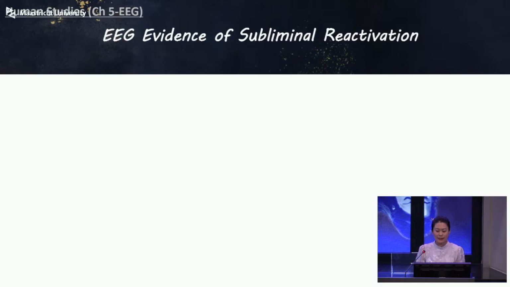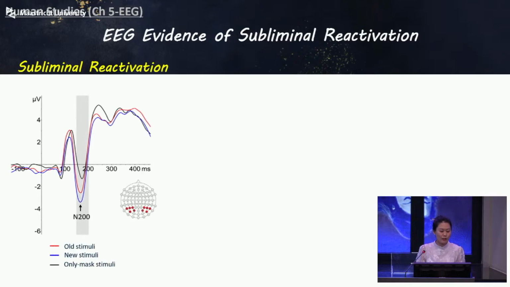These are the results of the EEG study. We wanted to understand how subliminal reactivation is processed in the brain. Due to time limitation, I will show you the verbal learning test as an example. During subliminal reactivation, we recorded N200 in the parietal and occipital region. The red line represents old stimuli. The blue line represents new stimuli. The black line represents only masked stimuli. We found new stimuli triggered a more negative N100 than old stimuli, and than only masked stimuli. This suggests that processing new stimuli requires more cognitive effort than old stimuli, and than only masked stimuli.